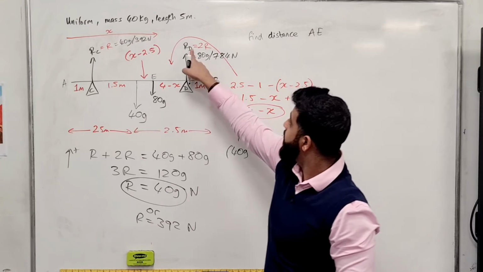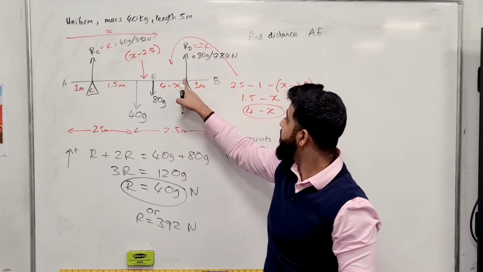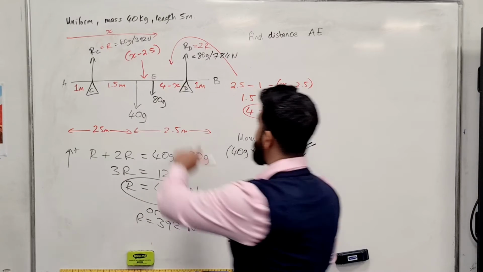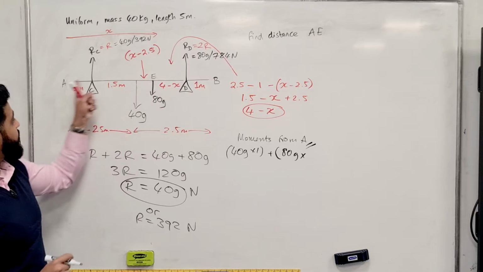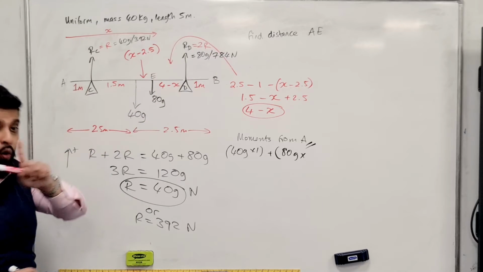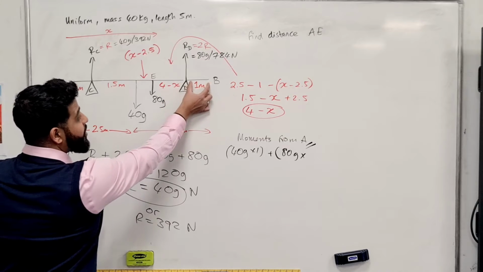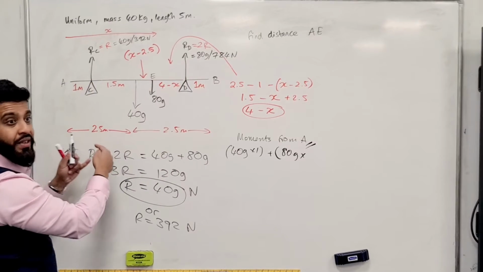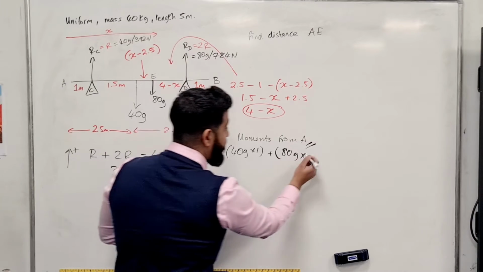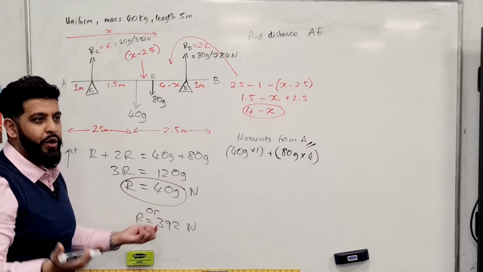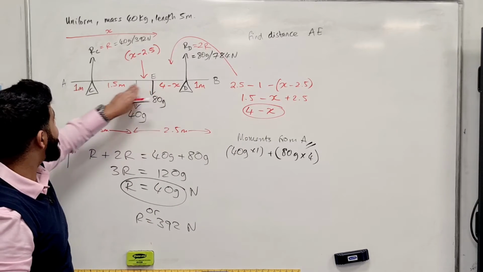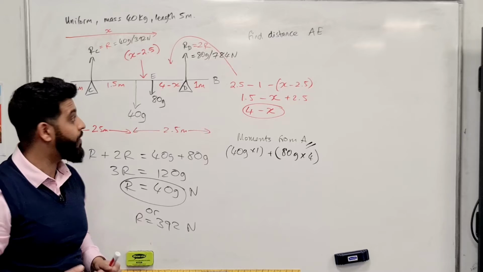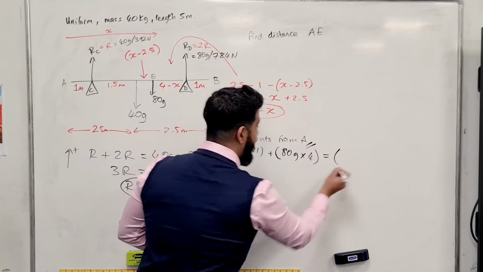Plus 2R, which is 80g, times the distance to that point. Now, to calculate the distance to that point, we need to add up all of this, or an easier way is, we know that this is 1, the whole thing is 5, so therefore the distance to that is going to be 4. So therefore 80g times 4. That's a quicker way of doing it, rather than adding this, adding this, adding this, and adding that. Which you can also do and you'll still get to the same answer, 4. All right, now that would be equal to the other side.